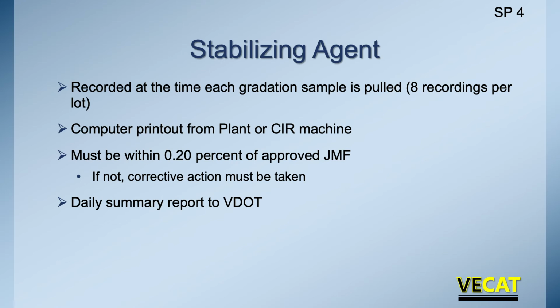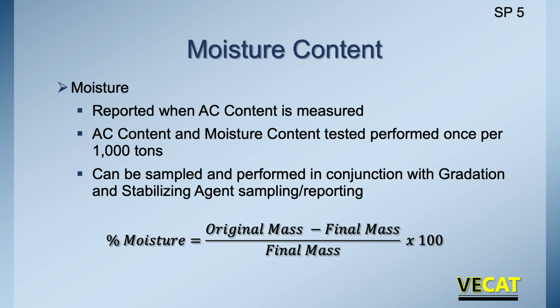So not only are we checking gradation at the plant and at the field with cold in place, we're checking the stabilizing agent that we're adding. And we're doing a daily summary report that has to be turned over to VDOT. So every time at the plant we're pulling a gradation, or if we're pulling a gradation in the field, we're making sure what the stabilizing agent is so it all works together. We want to check the moisture content because that is important. We report it when we report the AC content, when we measure it. AC content and moisture content is performed on every 1,000 tons of mix.